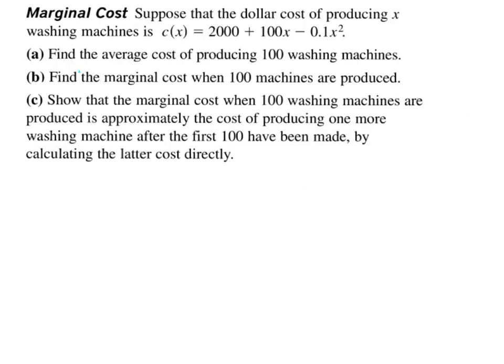Okay, marginal cost is just asking how fast is the cost changing per whatever. Sometimes it's going to be per time, sometimes it's going to be per unit, depends on what you're given. So in this case, suppose that the dollar cost of producing x washing machines is C of x equals 2,000 plus 10x minus 0.1x squared. So this is in terms of every washing machine produced, this is the cost function. So find the average cost of producing 100 washing machines.